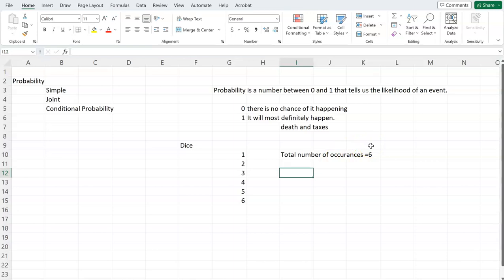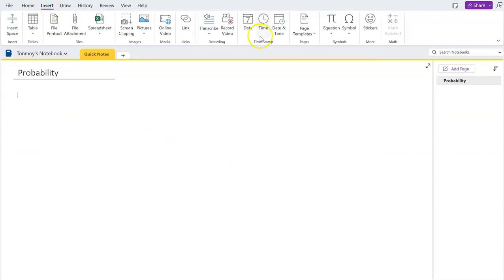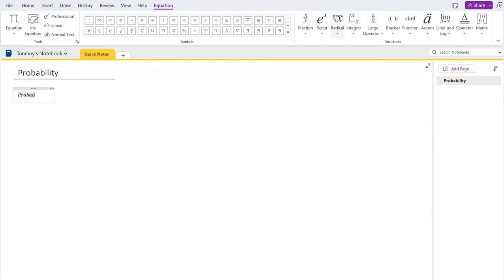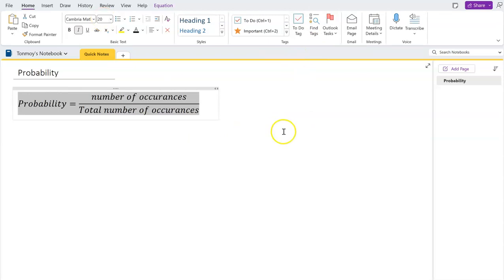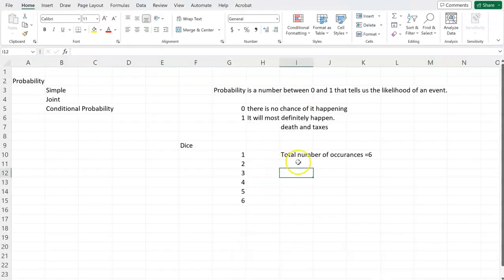So the formula for probability is going to be, if I write it in a nice way, probability equals number of occurrences divided by the total number of occurrences. So if I look at this formula, what this is telling me is that the total number of occurrences is going to be 6 in our case.